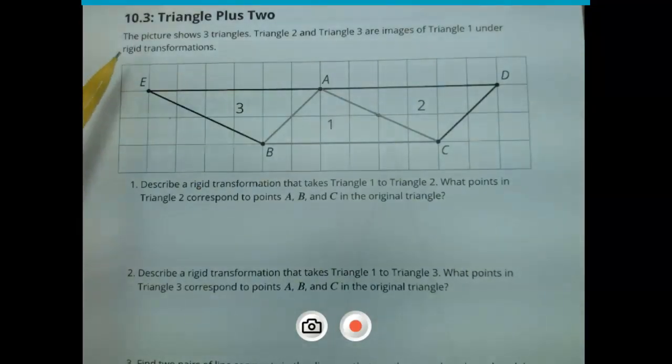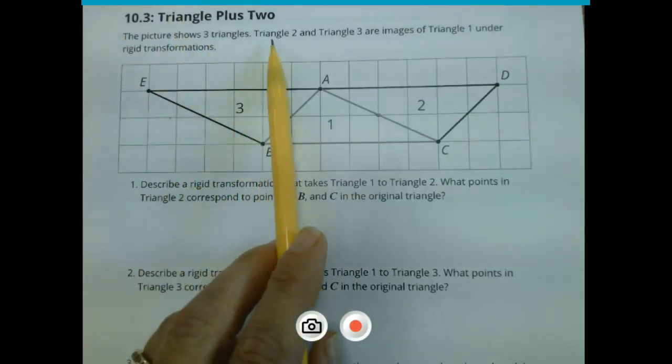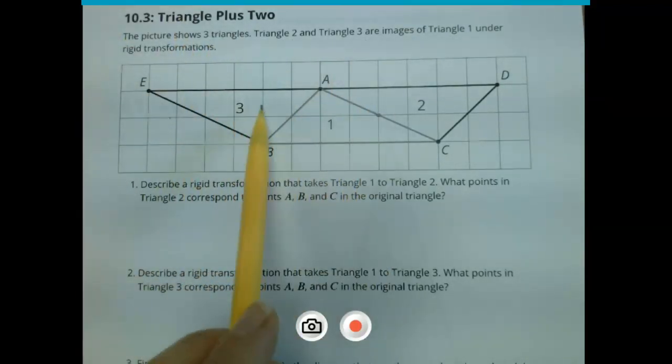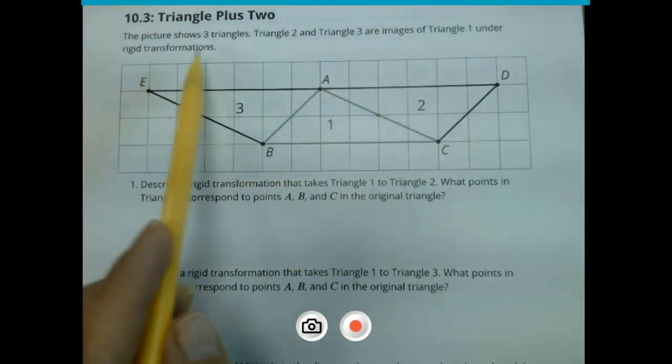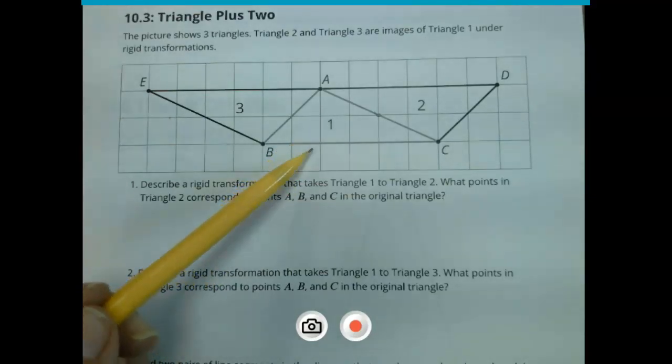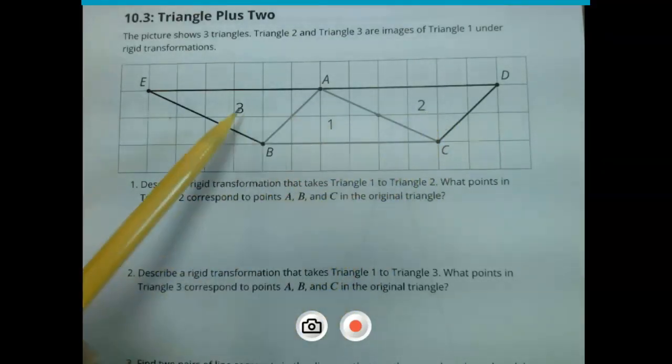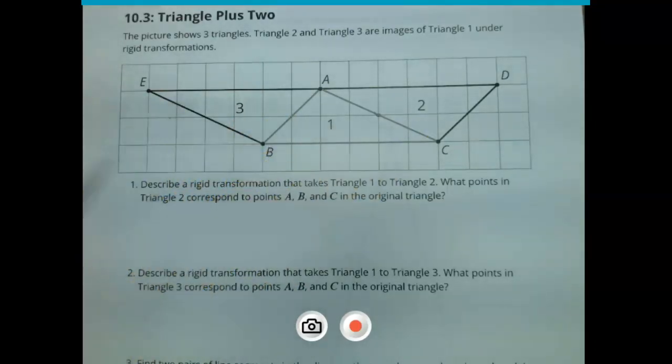Okay, so this is activity 10.3, triangles plus 2. The picture shows 3 triangles. Triangle 2 and triangle 3 are the images of triangle 1 under rigid transformation. In other words, 1 is your original, then 2 and 3 are the images of 1. Okay? Describe the rigid transformation that takes triangle 1 to triangle 2.